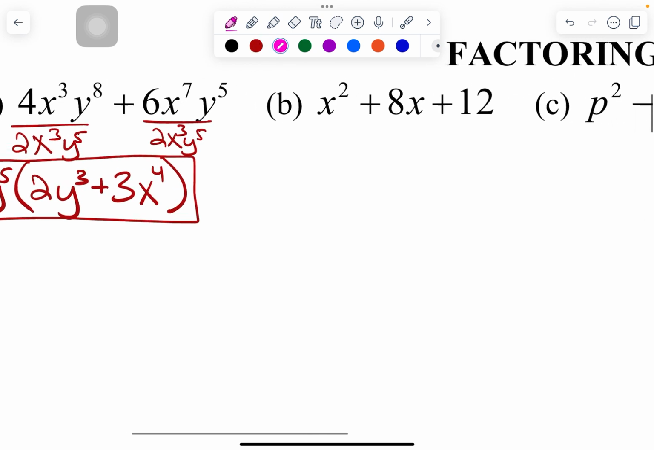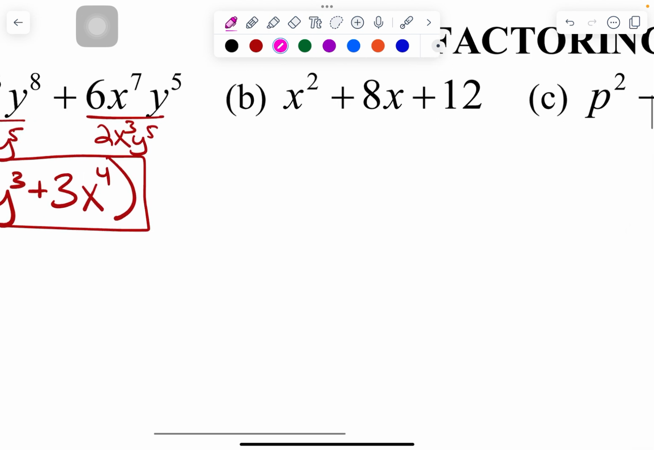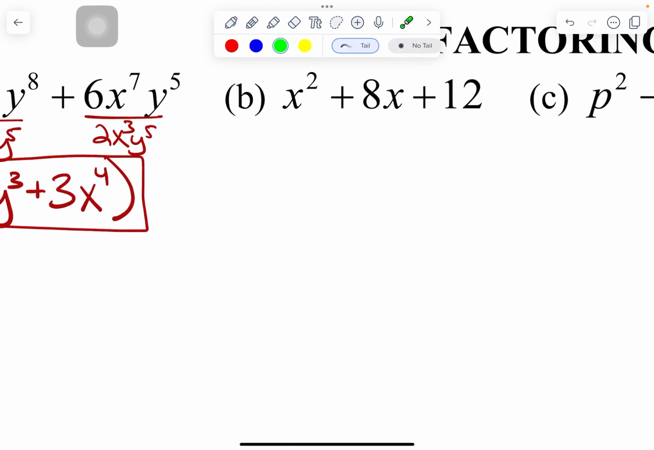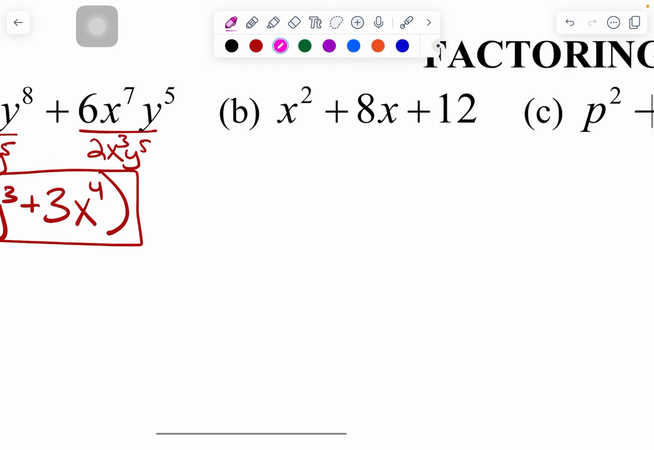Let's slide on over to part B. Again, the first question I ask myself no matter what is, do I have a GCF? And the answer is I don't. While parts of these have things in common, that's not going to be enough. It's got to be all three of these terms.